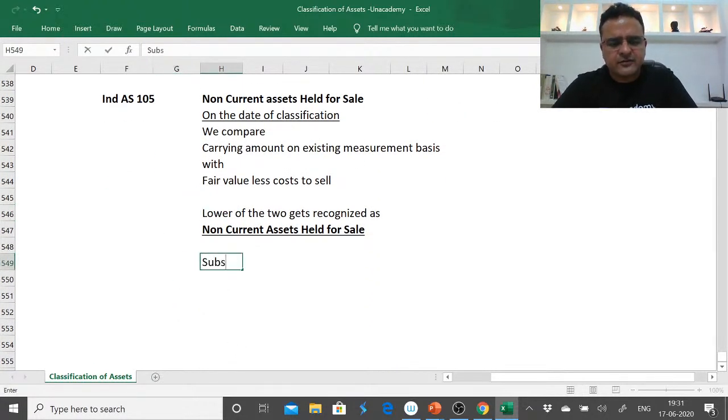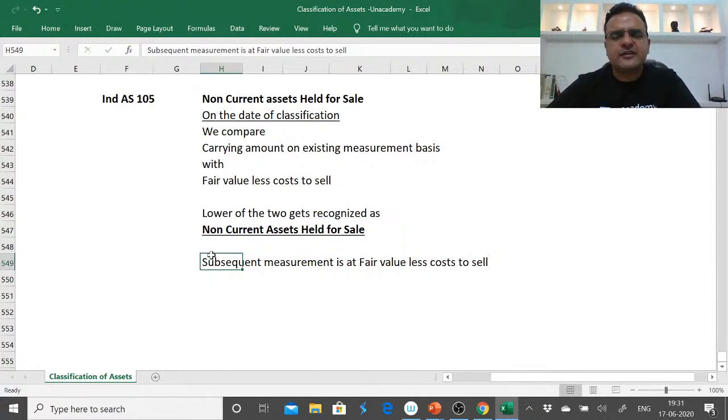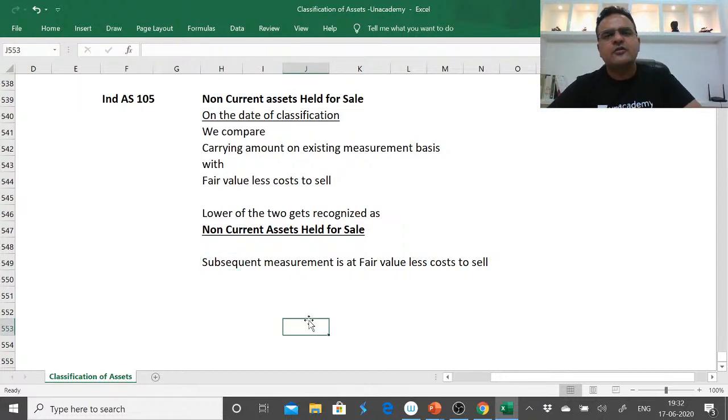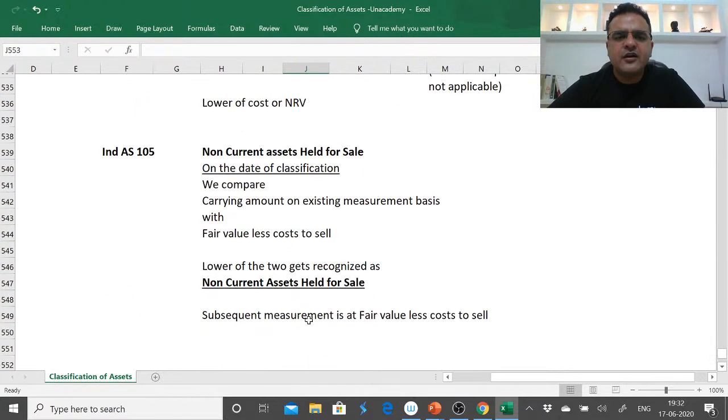Subsequent measurement is at fair value less cost to sell. Since we are not using it, it is indirectly being tested for impairment. So we do not use the term impairment; we are simply watching the value on each reporting date, measuring it at fair value less cost to sell, which automatically compares the carrying amount with the reality of this asset. We may have classified this asset in the middle of the year, and the reporting date may come before it gets sold, so we may have to remeasure it on the reporting date at fair value less cost to sell. So no requirement of Ind AS 36 impairment of assets, because the standard itself is capable of measuring it.